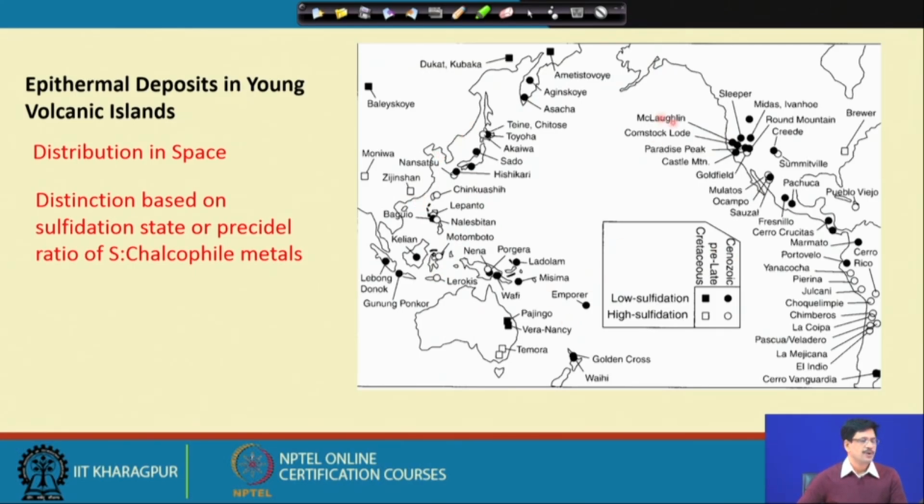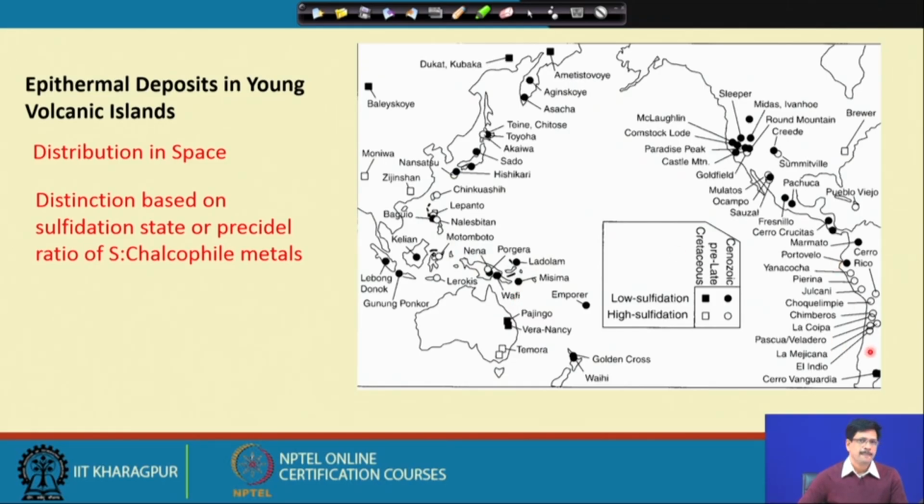So, as far as this particular class, the epithermal deposits in the young volcanic islands, is concerned, these deposits are broadly classified into two types. The one is the low sulfidation type and the other is the high sulfidation type. On this diagram, the ones with open circles or open squares are the high sulfidation ones, and the closed circles and the closed squares are the low sulfidation ones.